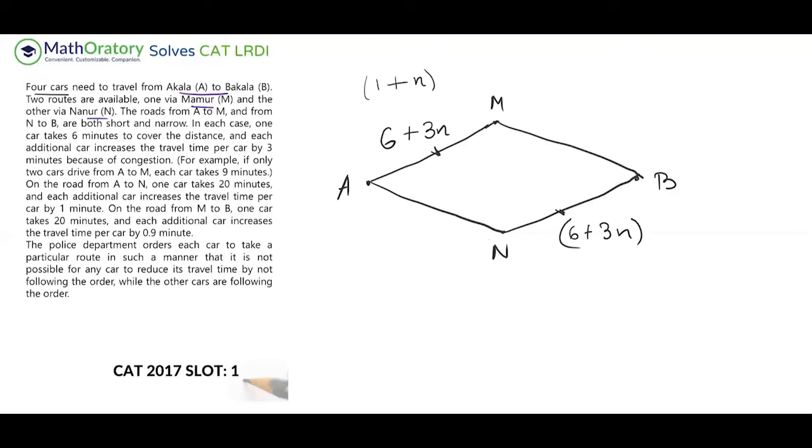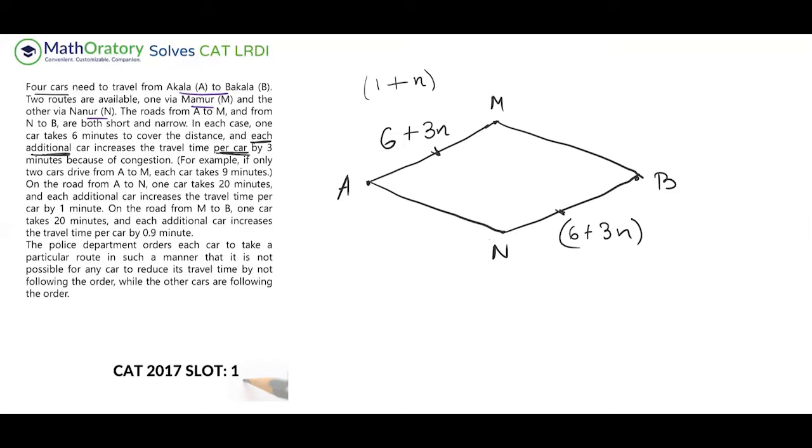Okay. Now, for example, if two cars drive, so this was understood anyhow. If two cars are driving from A to M, each car will take 9 minutes. So that is relevant, but I understood that anyhow. For each car, this time would be 6 plus 3, and that was mentioned earlier as well. Each additional car increases the travel time per car by 3 minutes. Okay, anyhow, on the road from A to N, one car takes 20 minutes, and each additional car increases the travel time per car by 1 minute.